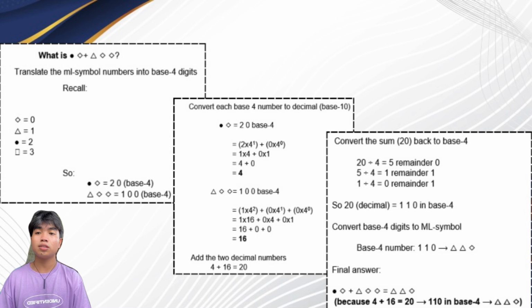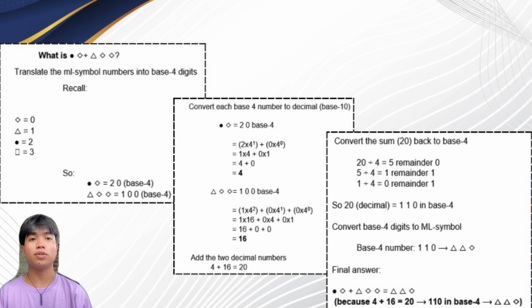Alpha void void is equal to 100 in base 4. 1 times 4 squared plus 0 times 4 to the first power plus 0 times 4 to the 0 power is equal to 1 times 16 plus 0 times 4 plus 0 times 1 equals 16 plus 0 plus 0 equals 16. Add the two decimal numbers. 4 plus 16 is equal to 20. Next, convert the sum back to base 4.